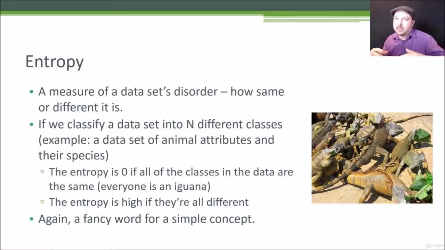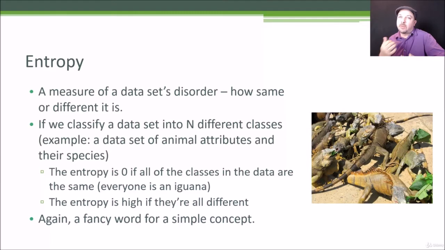Now, if all of the animals in my data set are iguanas, I have very low entropy because they're all the same. But if every animal in my data set is a different animal, I have iguanas and pigs and sloths and who knows what else, then I would have a higher entropy because there's more disorder in my data set. Things are more different than they are the same. Entropy is just a way of quantifying that sameness or differentness throughout my data. So again, an entropy of 0 implies all the classes in the data are the same, whereas if everything's different, I would have a high entropy, and something in between would be a number in between.